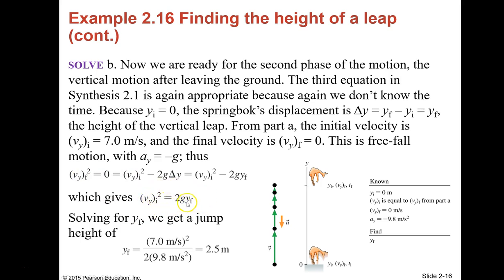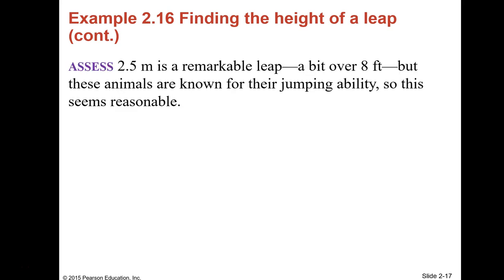So our final distance, or displacement, is going to be Vy initial squared divided by 2g. Okay, so our Vy initial that we got in the previous problem is 7 meters per second, divided by 2 times 9.81 meters per second squared. 7 divided by about 20 is 2.5. So he jumps 2.5 meters up into the air.